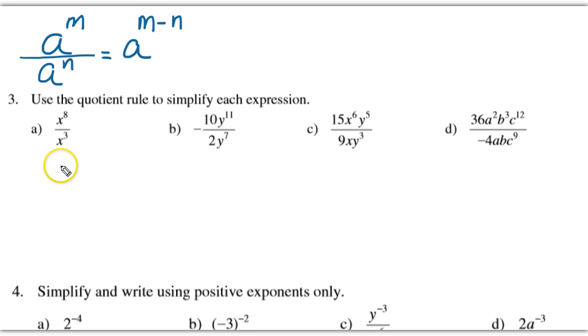So we have x, and then bring the 3 up. 8 minus 3 is x to the 5th. Now keep in mind the negative sign is there, so this answer will be negative. 2 goes into 10 5 times, and then 7 from 11 will be y to the 4th.